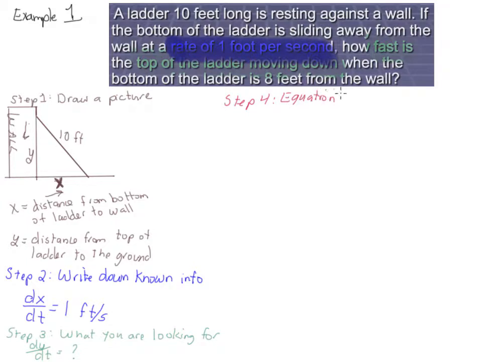So I'm trying to do this when x is equal to 8. Step 4, we need to find an equation that relates my 2 variables x and y together. Since I know the derivative of x and I need to figure out the derivative of y, I need an equation that relates x to y together. This is where the picture comes in very handy. Since I have a right triangle, I'm going to use the Pythagorean theorem to relate x and y. So I have x squared plus y squared is equal to 10 squared.